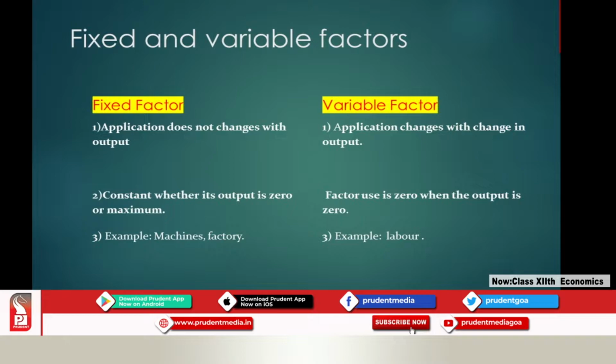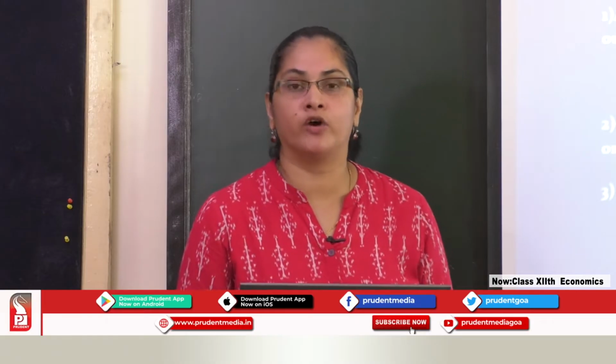The third one, we are looking at examples. For fixed factor, we have machines or a factory. When I say a factory, it is the land on which the factory is, or the factory building. These are some of the examples of a fixed factor, while the variable factor we consider as labor, because if I want 10 workers today, I can appoint them.